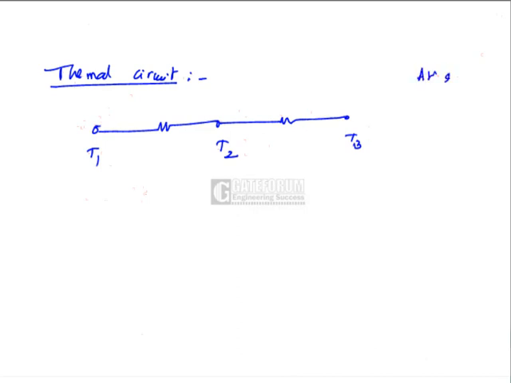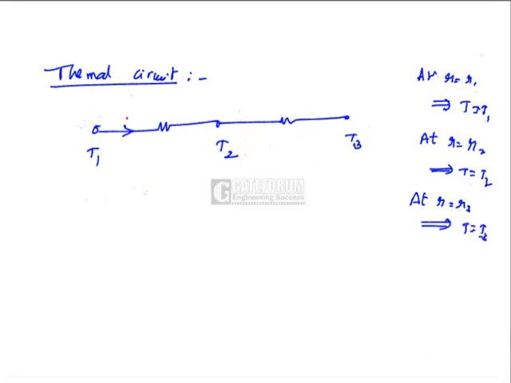That is, at r equal to R1, T is equal to T1. At r equal to R2 junction, T is equal to T2. At r equal to R3, T is T3. It is a series circuit. Heat transfer is flowing in series.